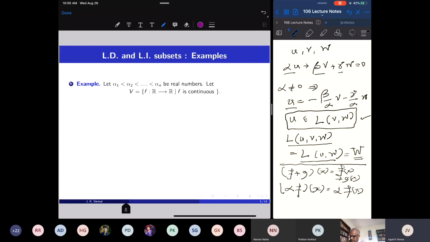Now let me produce an infinite linearly independent set. Okay, we will see later. You cannot do that in R^n.